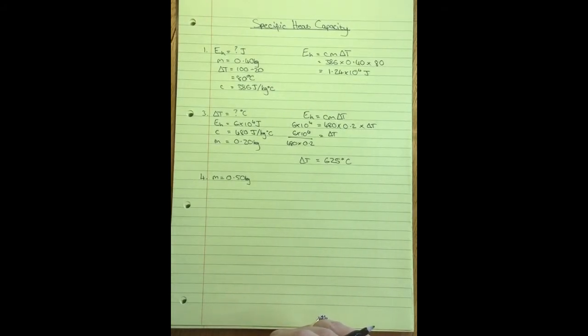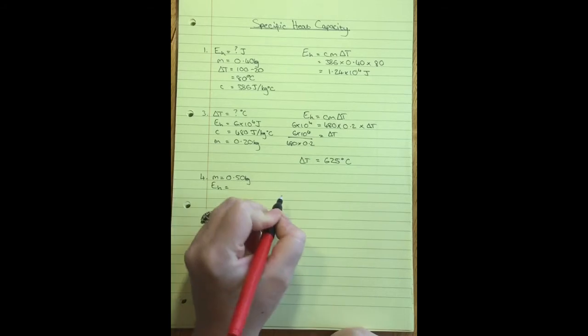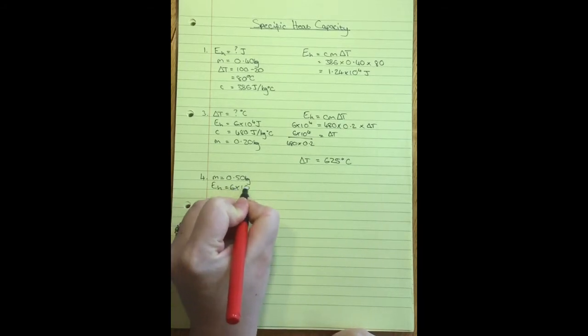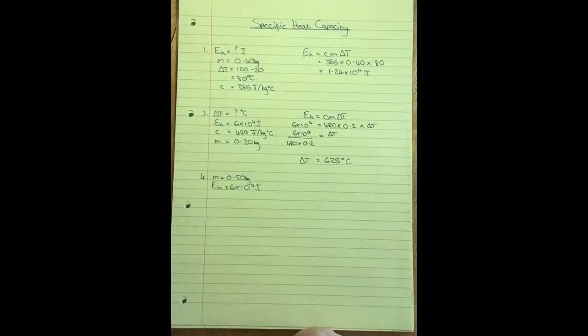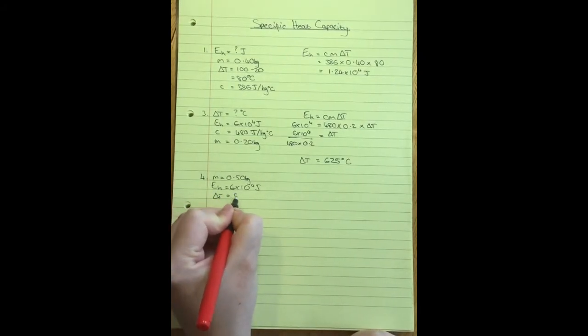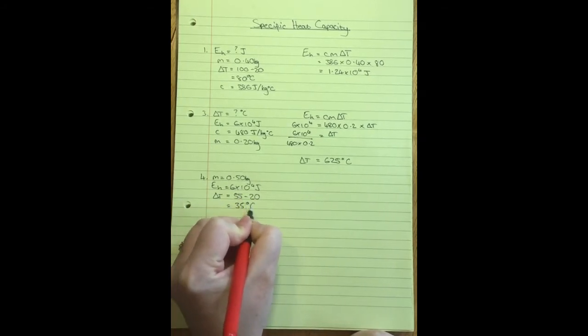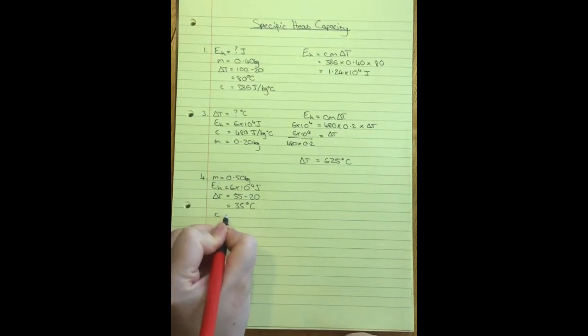Of material X at 20 degrees, okay, so I don't have a temperature change yet, is supplied with heat energy, 6 times 10 to the 4 joules again. Just check that is the same, yep. Its temperature rises to 55. There we go. Delta T is 55 minus 20, a change of 35 degrees. Calculate the specific heat capacity.